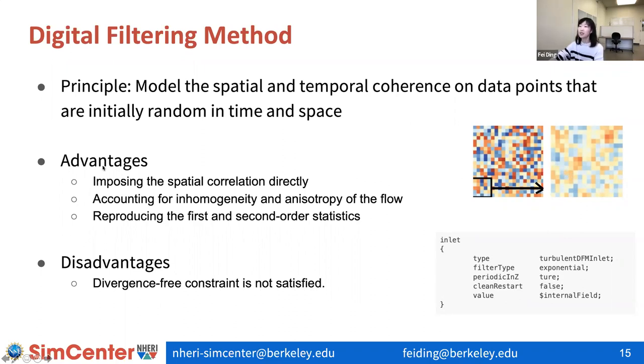The advantage of using the digital filtering method is that it can impose the spatial and temporal correlation directly and can account for inhomogeneous and anisotropic flow. It can also reproduce the first and second order statistics and autocorrelation functions. The disadvantage is that, because it's generated through digital filtering, the physical constraint in the Navier-Stokes equations, the divergence-free constraint or the continuity equation, cannot be satisfied.